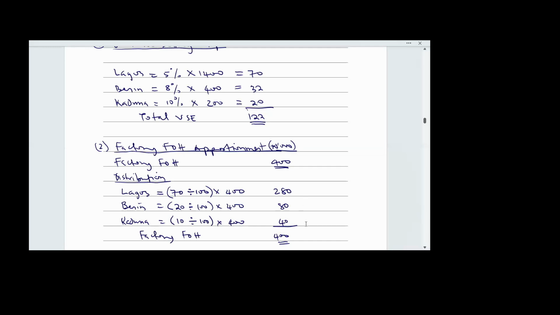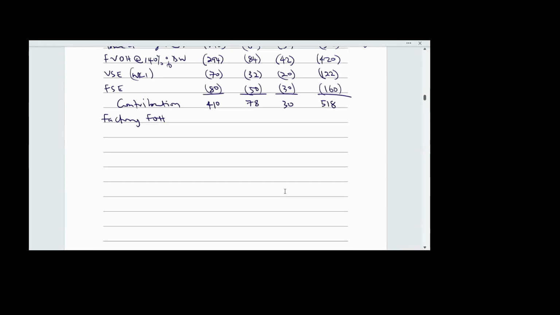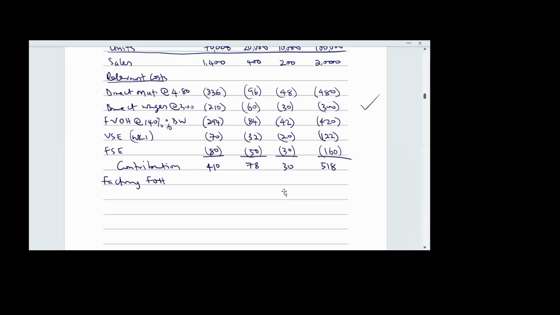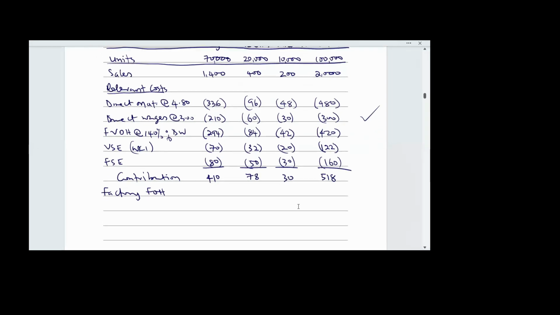So let's go and post. You only do this when you want to determine profits. Had it been only contribution that we wanted to determine, if we were preparing a contribution margin statement, we would have stopped at contribution. But because we want to determine the income statement, you want to determine profit or loss. That is why you have to deduct fixed overhead from the contribution to get net profit or loss.